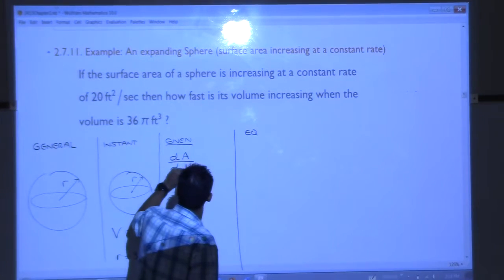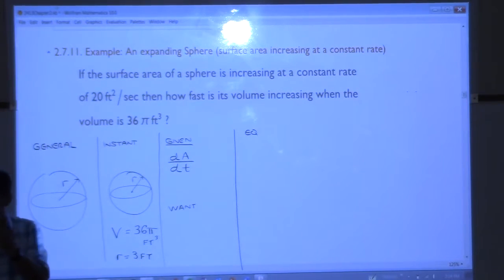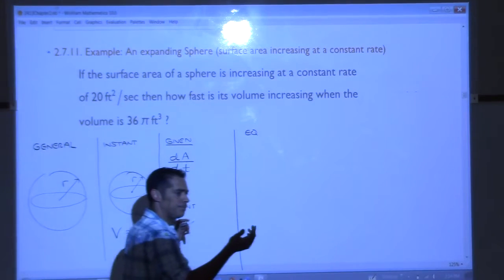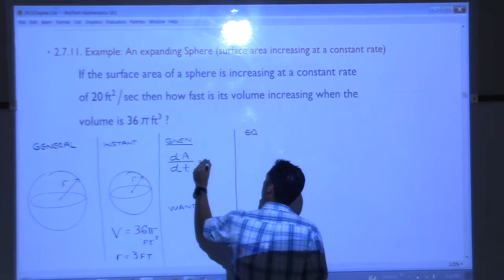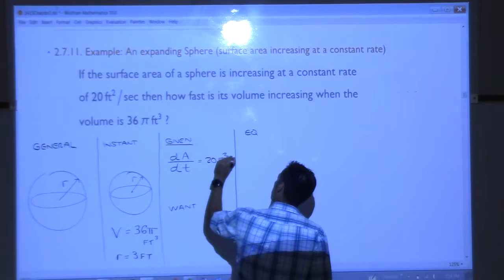Now, everyone please understand, we're going to use A for surface area. Still an area, right? And what did you say that was? 20 square feet per second.